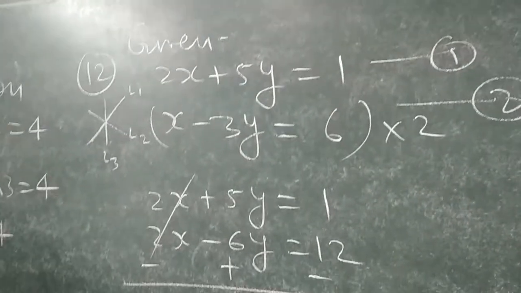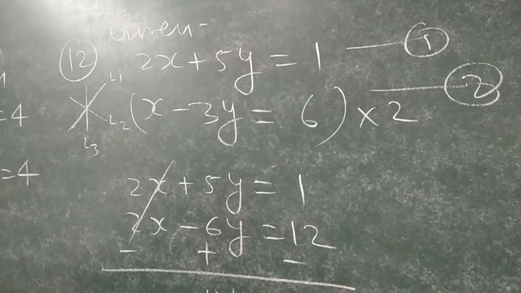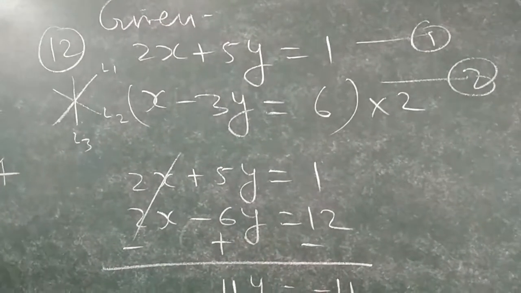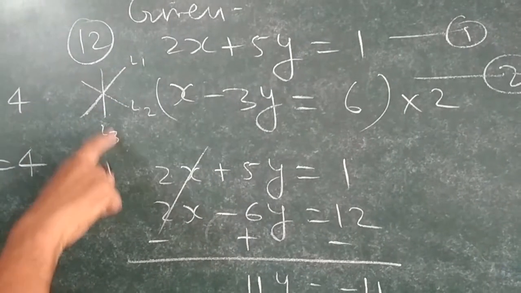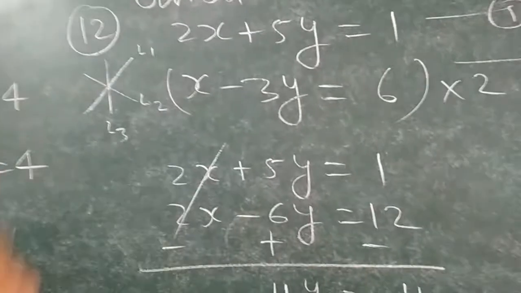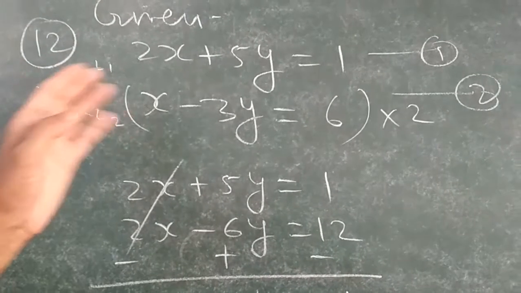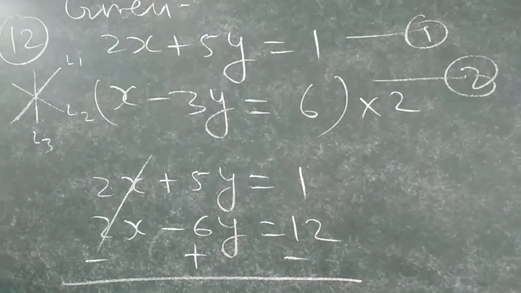And question number 12 is the question in which 3 lines are given, and we have to prove that these lines are concurrent lines. So first we make clear what is the meaning of concurrent lines. If 3 lines L1, L2, L3 are passing through the same point, only one point, then the 3 lines are called concurrent lines. Then what we do, we first solve the first and second equation to get the value of x and y.